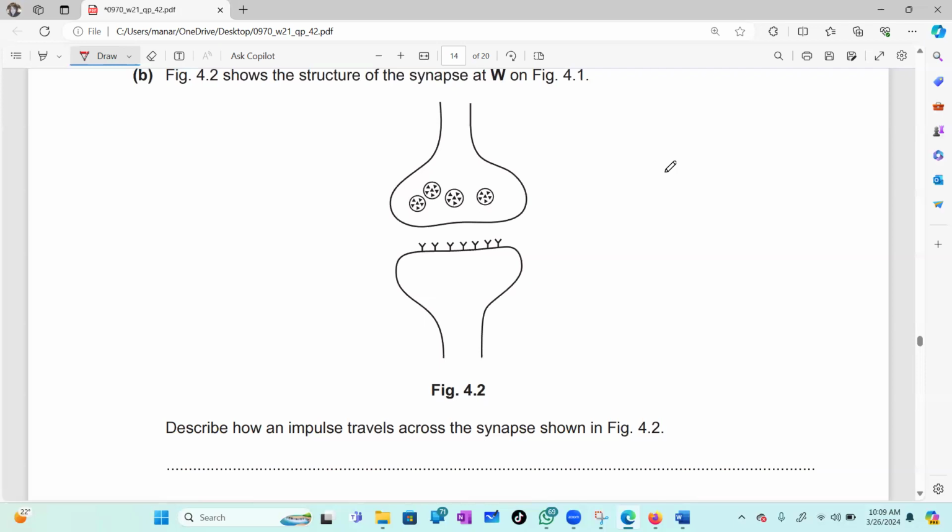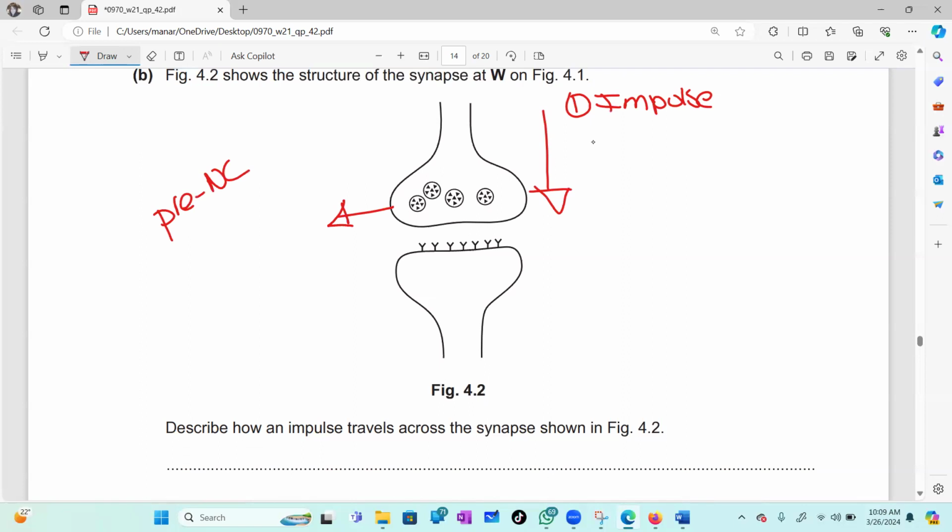An impulse arrives at the presynaptic neuron. Of course, you always have to start by the impulse arriving, because nothing will be activated if there is no impulse. This impulse will arrive at the presynaptic nerve cell. There are a lot of keywords here. The presynaptic nerve cell. And then this is going to cause what?